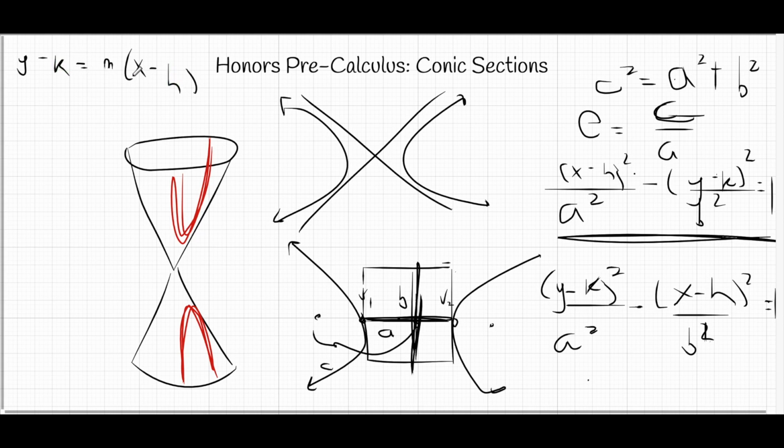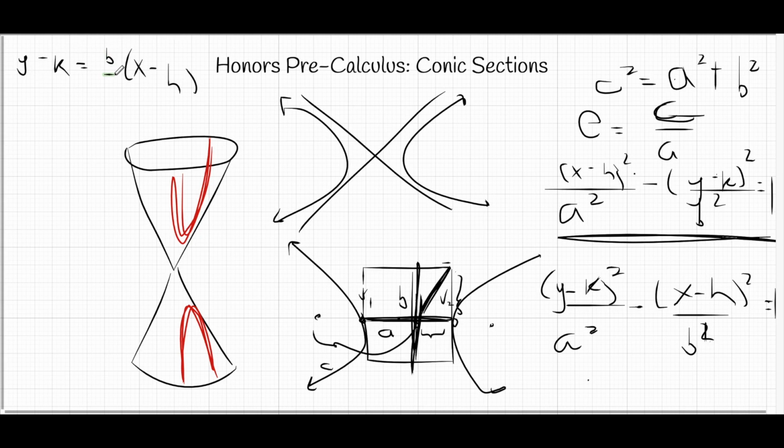But how would we find what m is? That's where the box comes in. I told you, if you think about the asymptotes as being the diagonals of the box, you'll be able to find the formula. Because we know that the slope of a line is just rise over run. Well, this rise is b, this run is a. Therefore, it must be b over a as the slope.